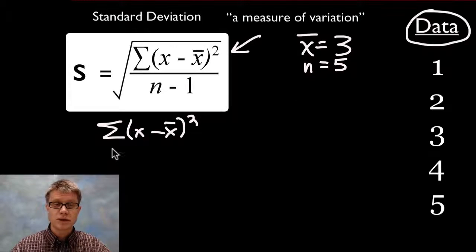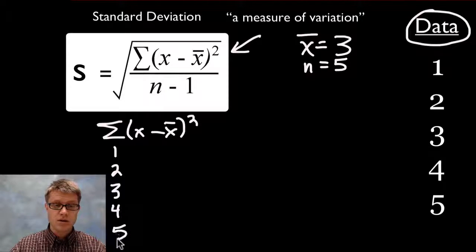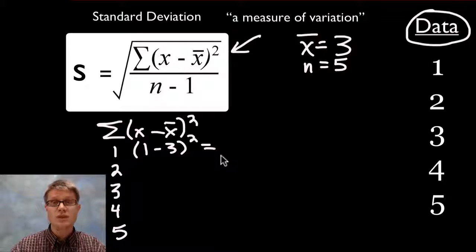So what we have to do is calculate this value for all 5 of these data points. What does that mean? Well, right here we're going to use x, and x for the first case is going to be 1. So that's going to be 1 minus 3, and then we're going to square that. So what is that?